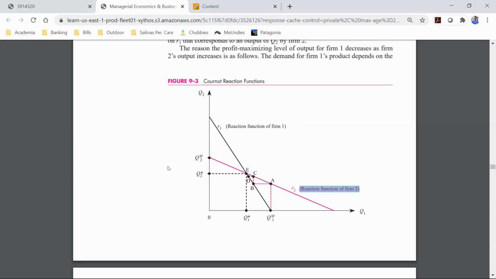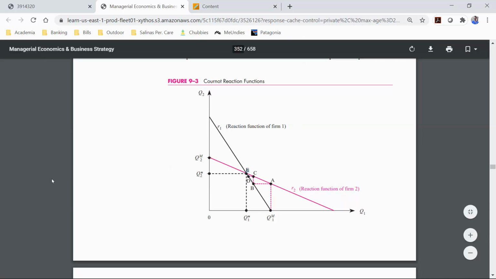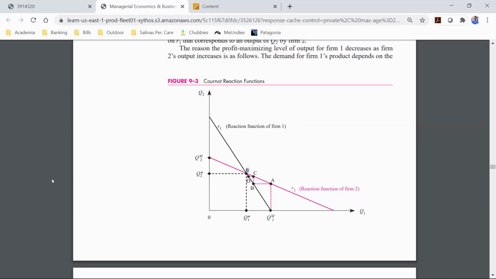And so we get a point something like there, where firm 1 chooses Q1 star based on firm 2's output, and firm 2 chooses Q2 star based on firm 1's output, but they're essentially choosing the same because they're kind of splitting this market. Alright, so that's kind of what it looks like on the graph.